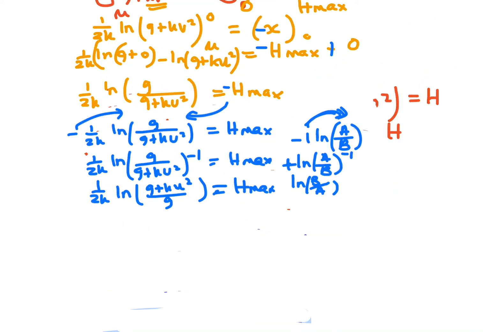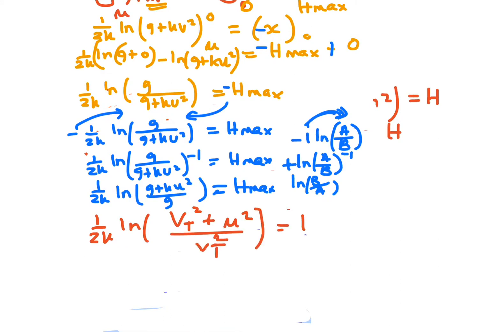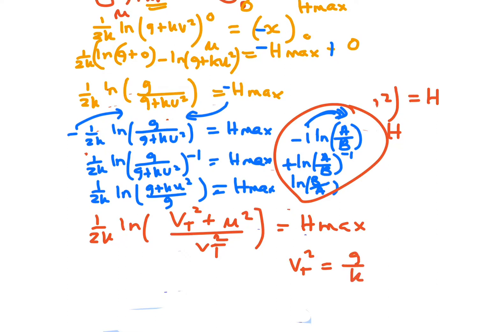Now this is very similar to what we want, except we want 1 on 2k ln of vt squared plus u squared on vt squared. So you want the terminal velocity in there. So let's just have a look at what the terminal velocity is. vt squared equals g over k.